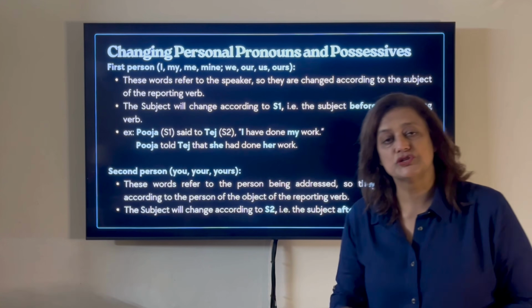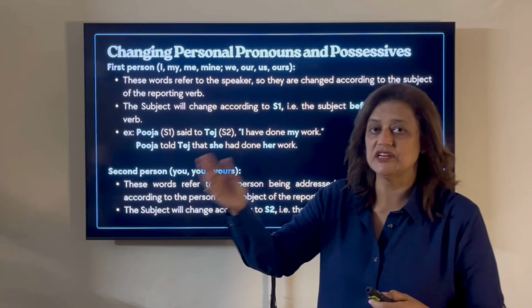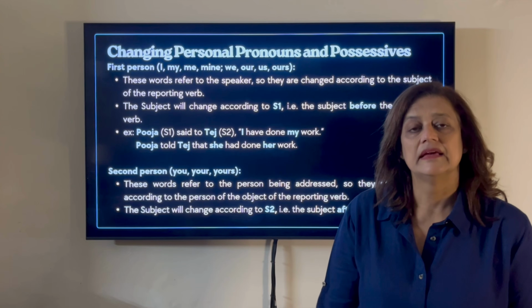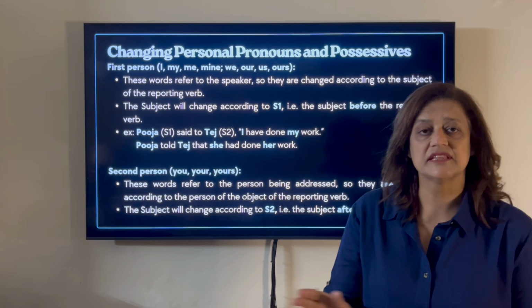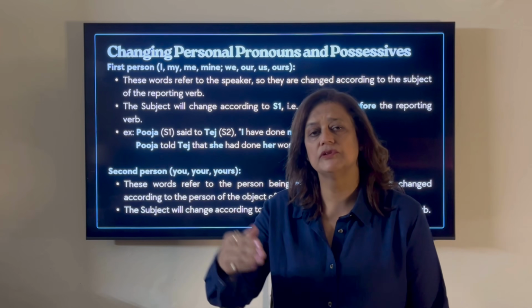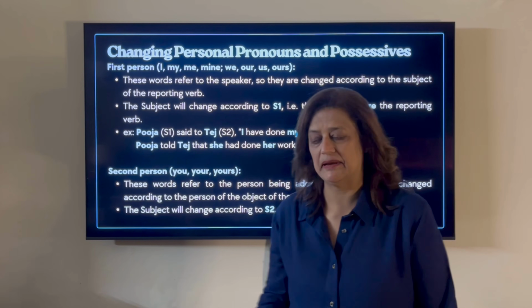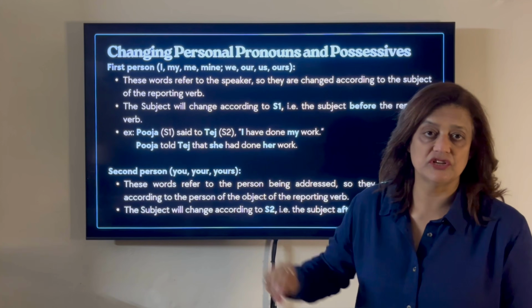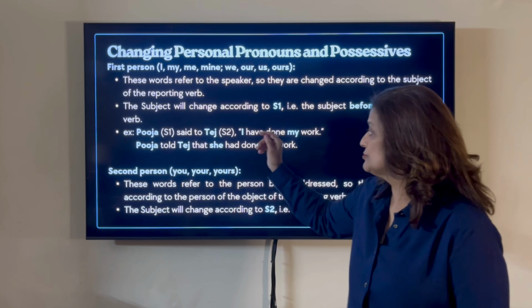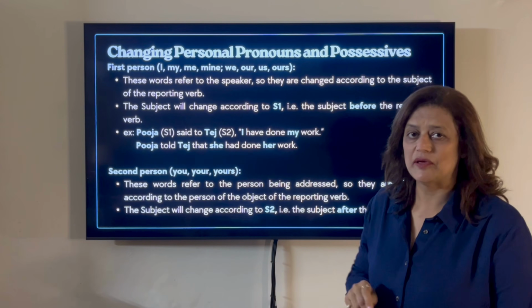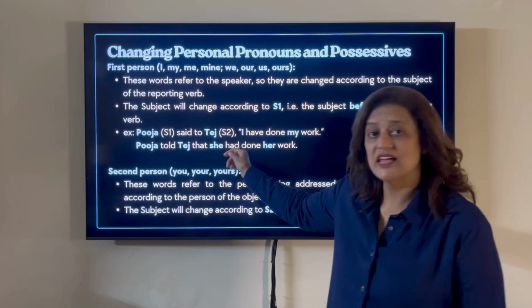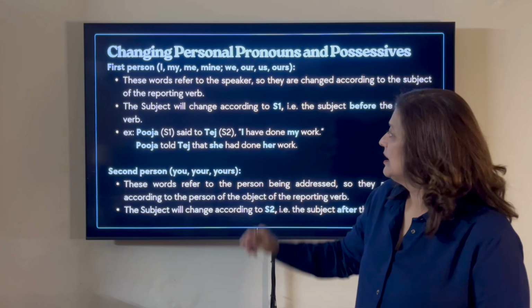Now how to change these when we are changing a sentence from direct into indirect? Now when in a sentence there are two subjects, the one who is speaking and the other with whom the conversation is taking place, how do we change the pronouns? Now the sentence is, Pooja said to Tej, "I have done my work." Pooja is subject 1 and Tej is subject 2.